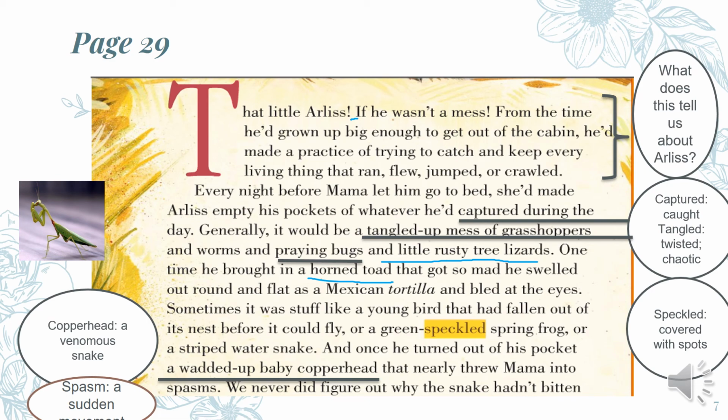And once he turned out of his pocket a wadded up baby copperhead that nearly threw Mama into spasms. So what is the copperhead? It is a venomous snake, and it was wadded up, like curled up in his pocket. A venomous, poisonous snake, and it threw Mama into spasms.